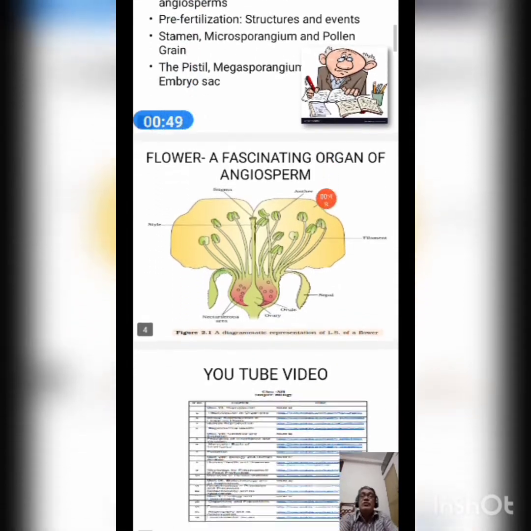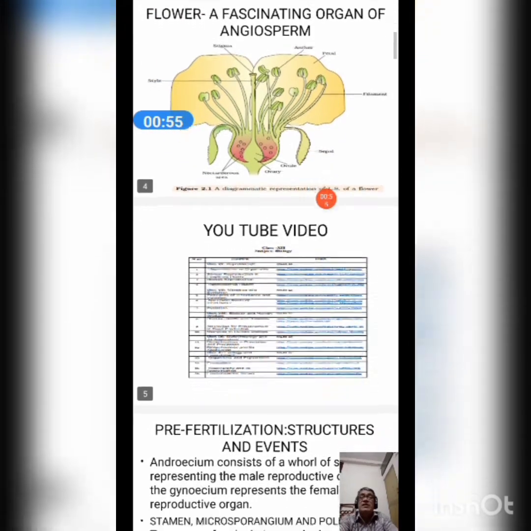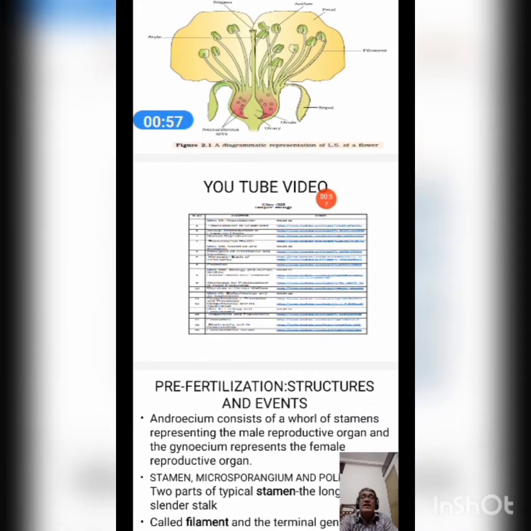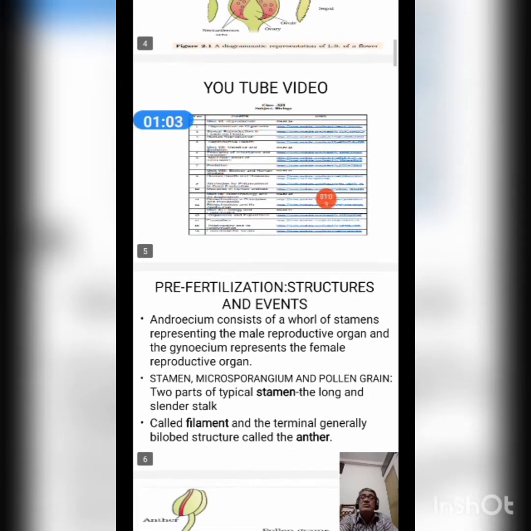So here I am showing you the picture of a flower. Here are the sepal, petal, stamen and the pistils. If you need the YouTube video link of the lessons of 12 biology, you should go through this one.